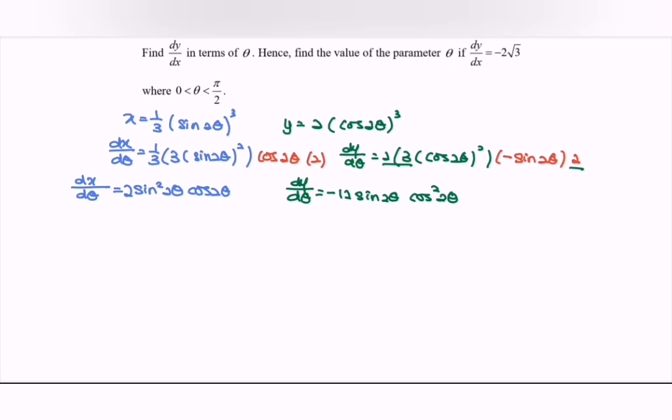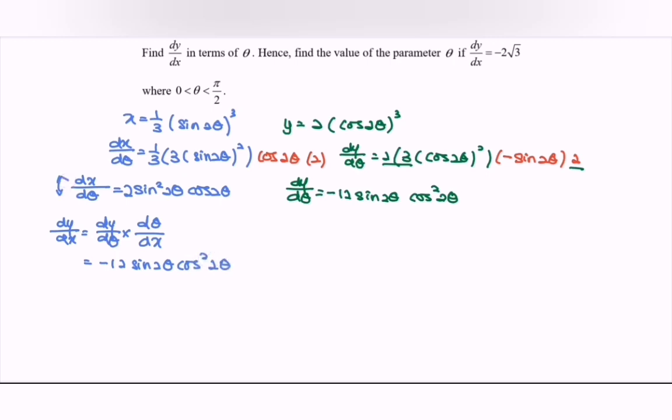So find the dy/dx. So dy/dx is equal to dy/d theta multiplied with d theta/dx. So kindly substitute. We have negative 12 sin 2 theta cos squared 2 theta.